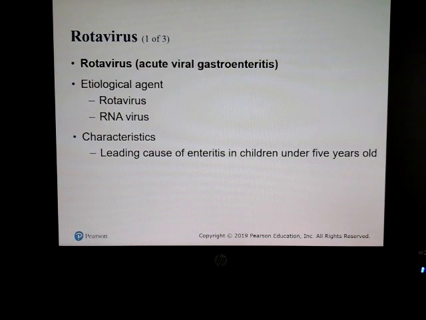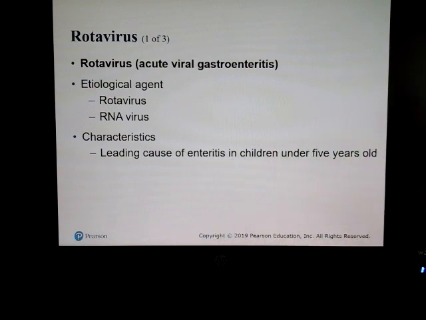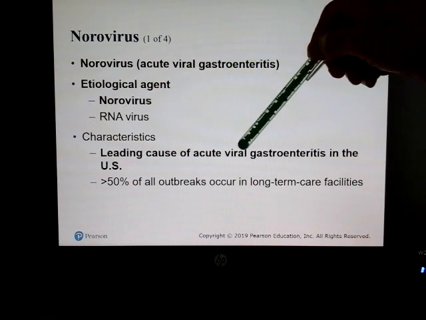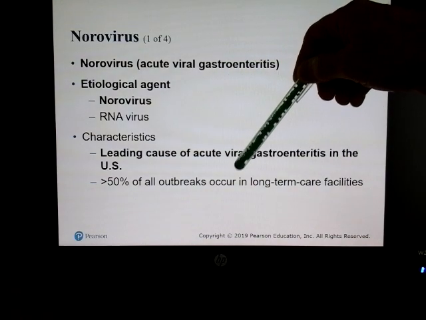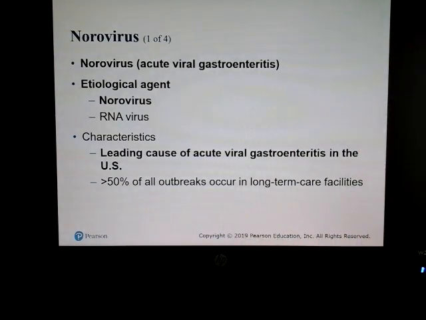Now, rotavirus can cause an acute type of gastroenteritis, and it's an RNA virus. And this is actually in kids one of the leading causes of enteritis. Now, norovirus is the leading cause of acute viral gastroenteritis in the United States. And greater than 50% of all the outbreaks seem to occur in long-term facilities. So nursing homes are pretty hard hit with this particular virus.